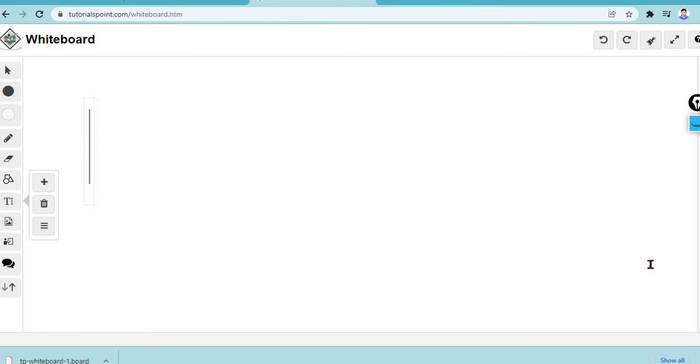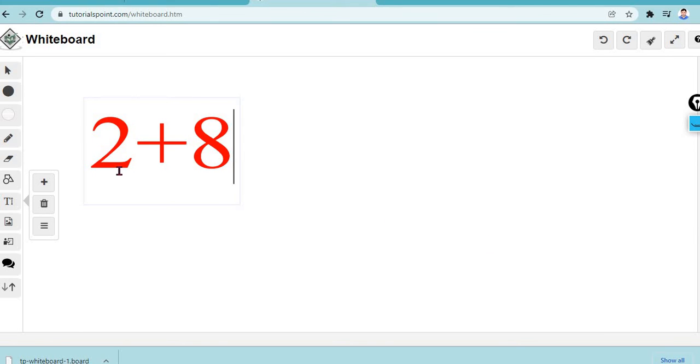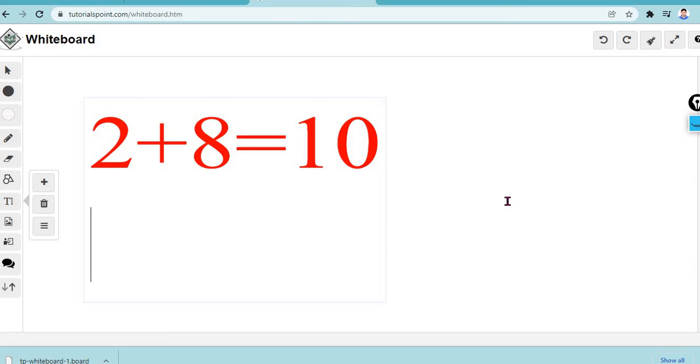Now I am going to teach you some properties of integers. First property is, if you add two integers, for example, first integer is 2, another integer is 8. If you add any two integers, their sum is still an integer. Okay. And if you subtract any two integers, the result is also an integer.